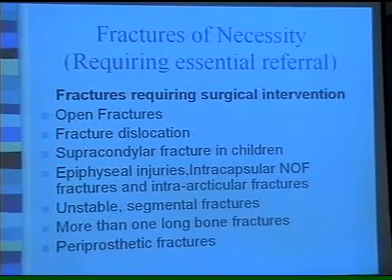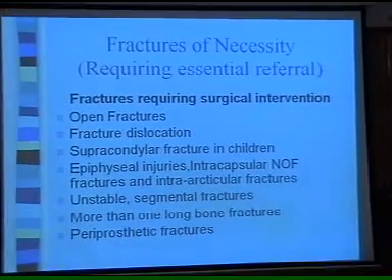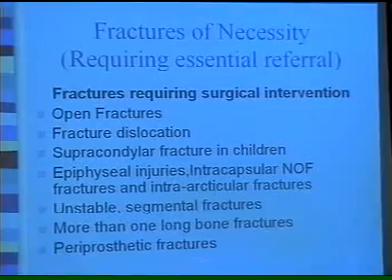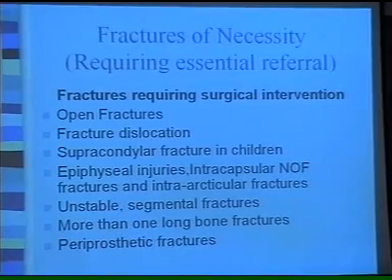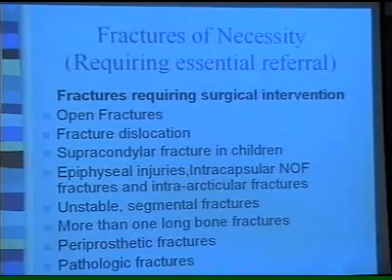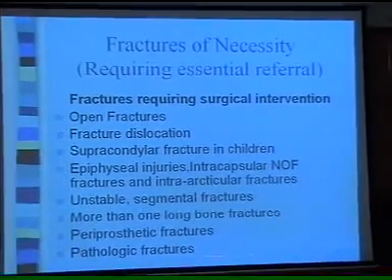Remember, this is a list of ones which you think you must refer. Periprosthetic fractures, fractures around an implant, around a plate, around a total hip, around a nail, because they do not heal unless you do an intervention. And then the pathological fractures. Any pathological fracture needs surgical intervention. They will not heal.